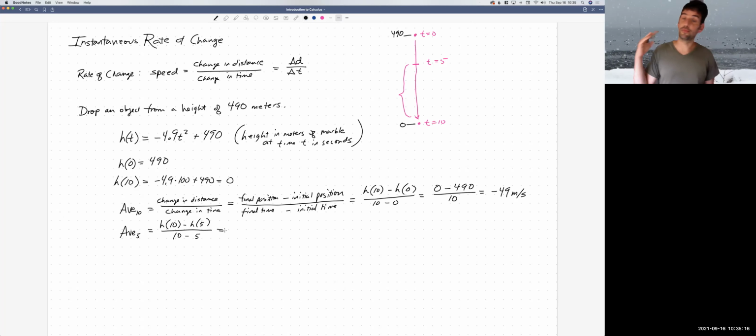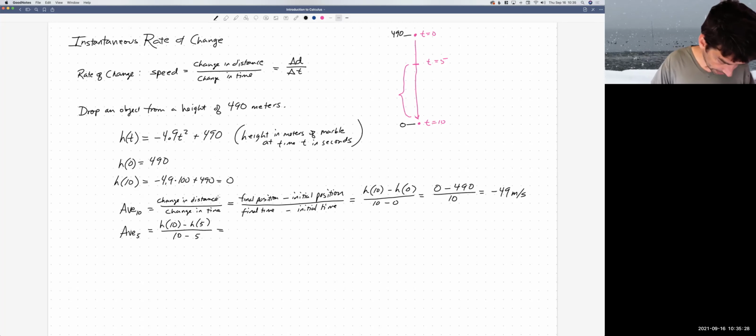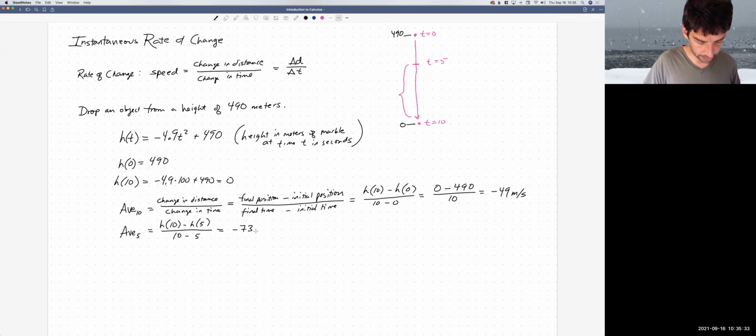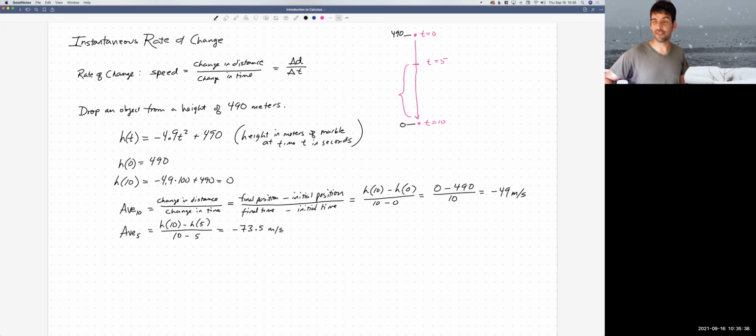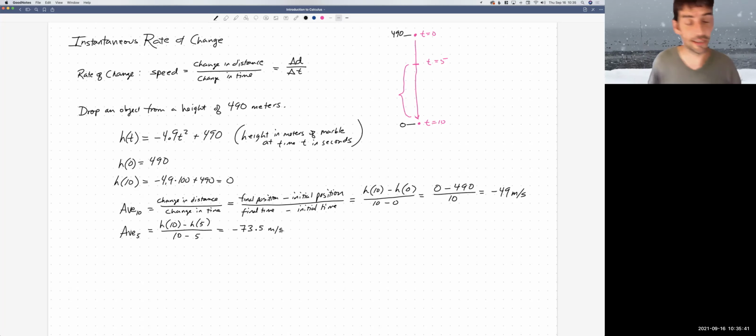But my initial position, I'm just looking at the second half time-wise of the trip. And I won't go through all the computations. This is an easy enough thing to compute. H of 5 can be plugged into this. And what it works out to be is negative 73.5 meters per second. All right, that negative is because we're traveling down. Remember, it's a velocity, it has a direction. So this is a much different average than the average in the beginning of the trip. Right, and this bears out.